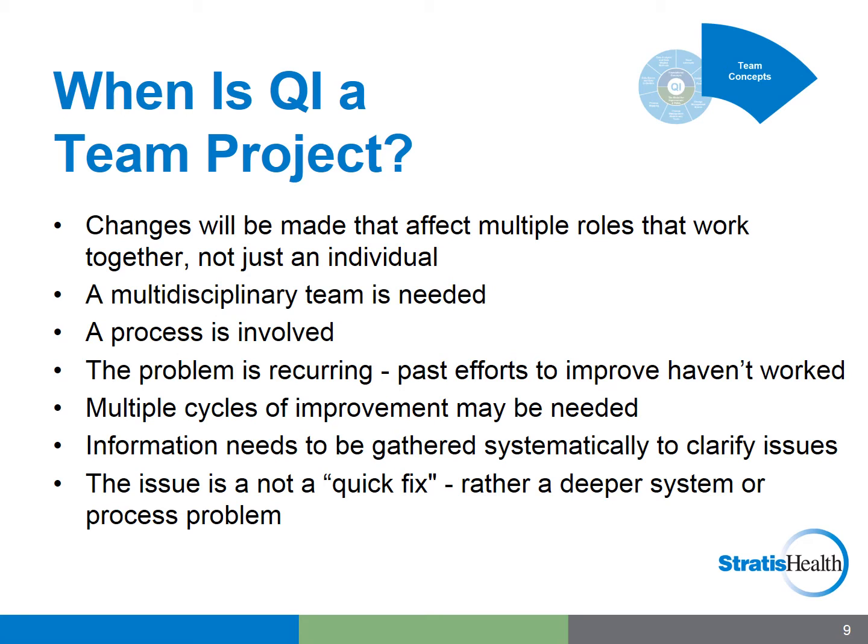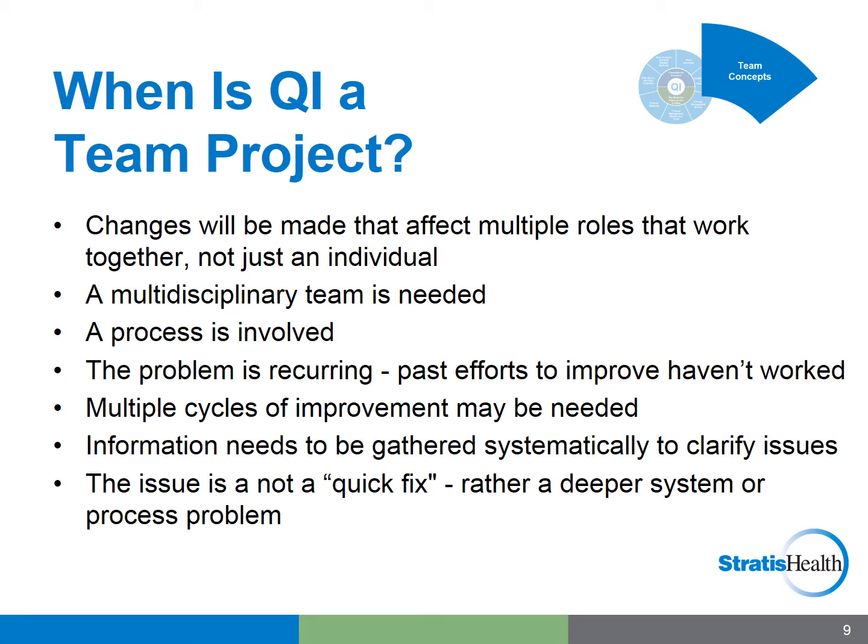This can be a bit of a gray area, but looking at the issue at hand using these criteria can help you decide whether you'll need to assemble a team. Changes will be made that affect multiple roles that work together, not just an individual. A multidisciplinary team is needed. The change or improvement needed cuts across multiple roles, units, departments, etc. A process is involved, again often spanning multiple departments, and we'll define what a process is later in this course.